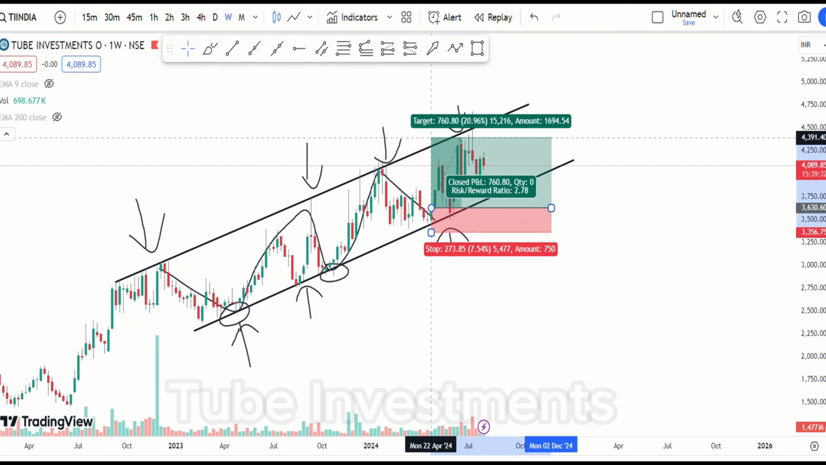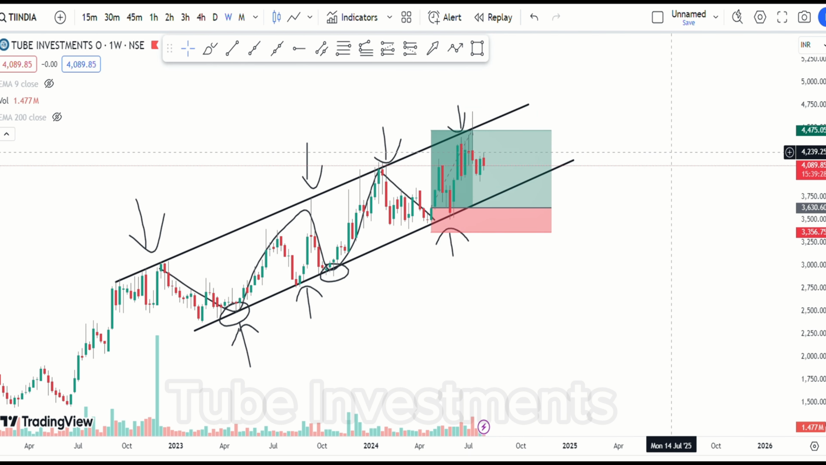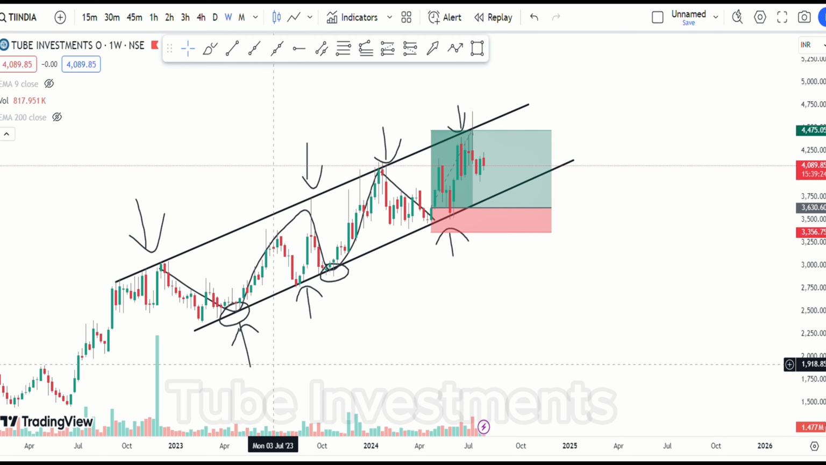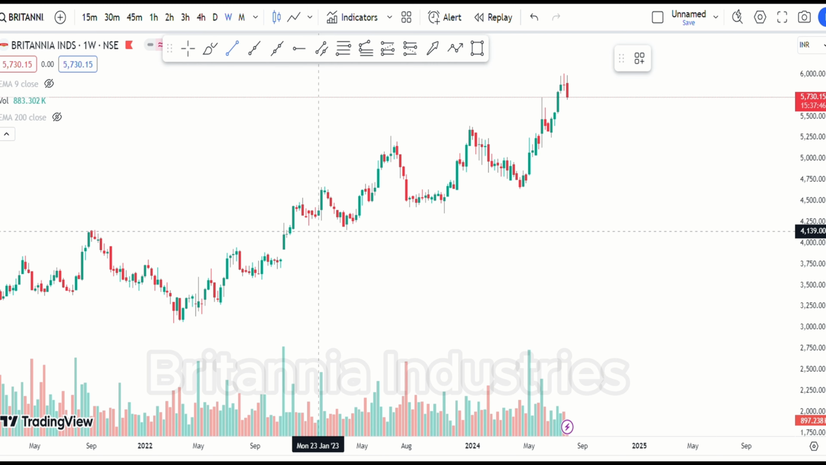Okay, our target could be this. So we are just making 1:3 on this trade, right? One of the good returns we are getting for every trade. So the next thing is Britannia. We see Britannia also the same thing.